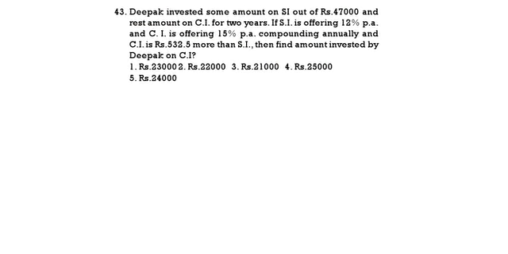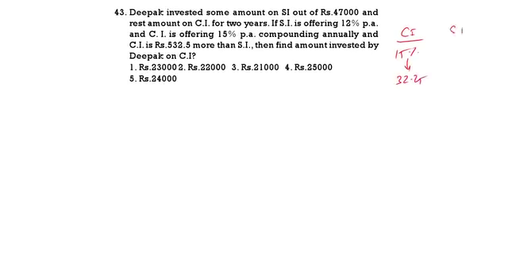Deepak invested some amount on SI at 47,000 and the rest on CI for 2 years. If SI is offering 12% and CI 15% compounding annually, and CI is 532.5 more than SI, find the amount invested by Deepak on CI. So here CI at 15% for 2 years will be 32.25. SI at 12% for 2 years will be 24. And the total amount is 47,000.